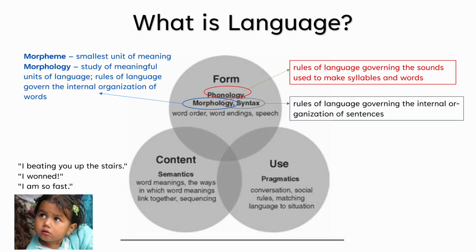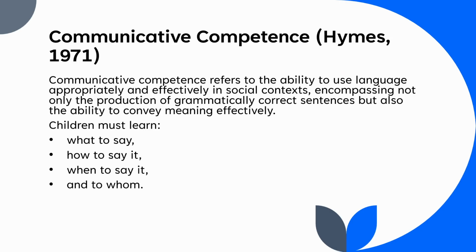If language is a system for making meaning and children acquire it through use and interaction, then knowing a language involves more than producing correct sentences. This leads us to the concept of communicative competence, the ability to use language effectively and appropriately in real social situations. Communicative competence encompasses not only the production of grammatically correct sentences, but also the ability to convey meaning effectively. Children must learn what to say, how to say it, when to say it, and to whom.